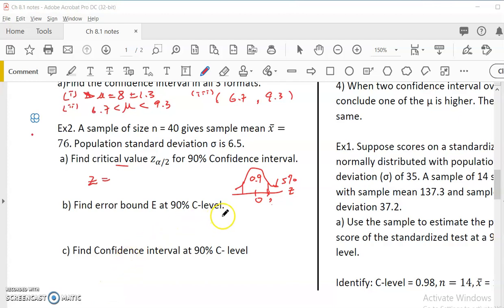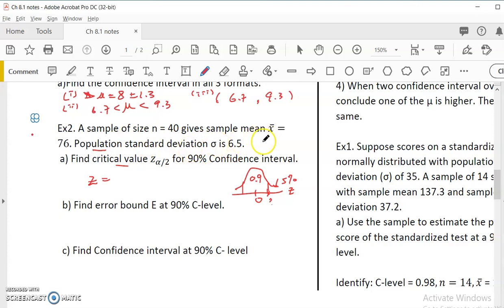Hi, statistics student. This video is for chapter 8, 8.1, part 2, confidence interval for mean. In the first video, I was talking about example 2 and I didn't finish. We were given a sample mean X bar, some kind of measurement, and this sample has 40 data. The sample's mean is 76, but the population standard deviation is 6.5.